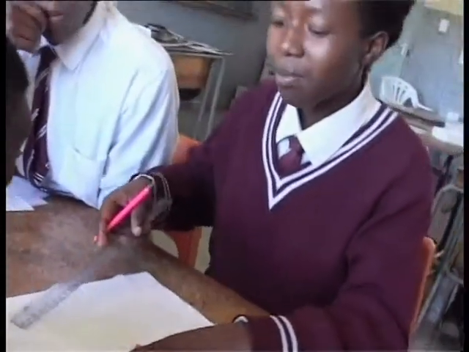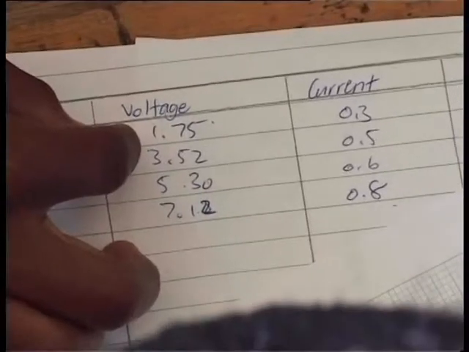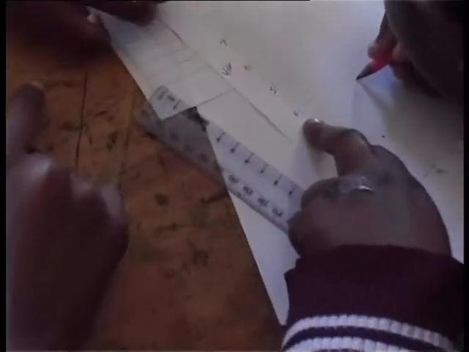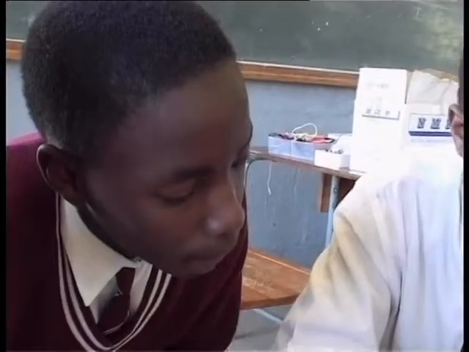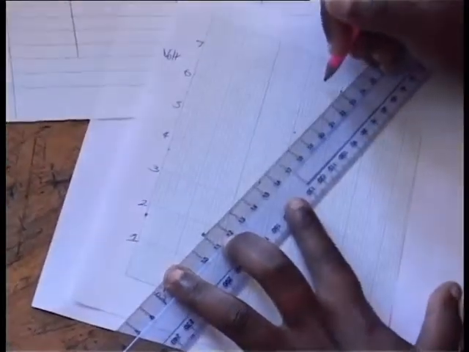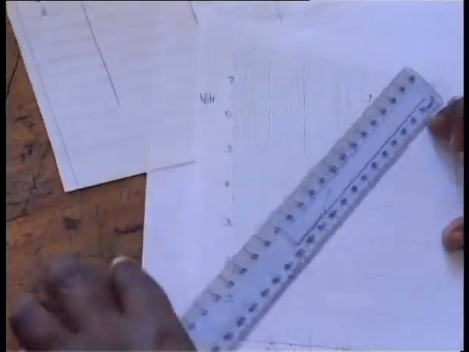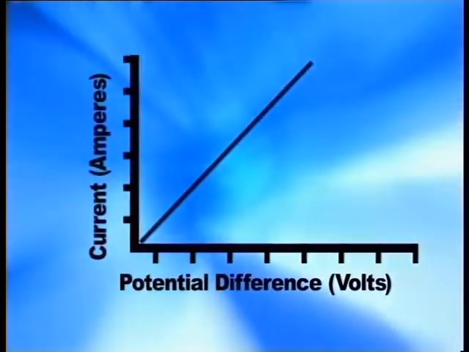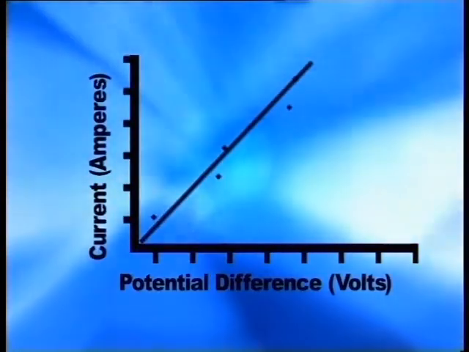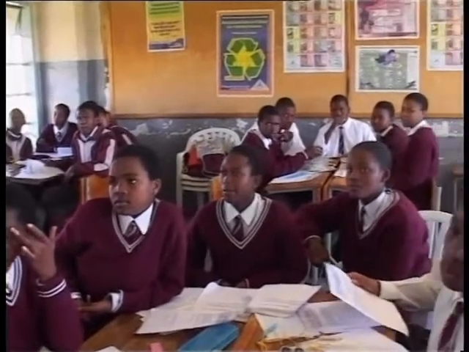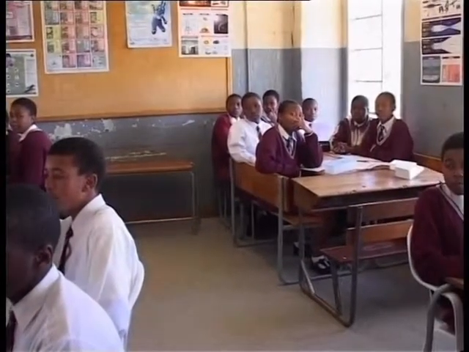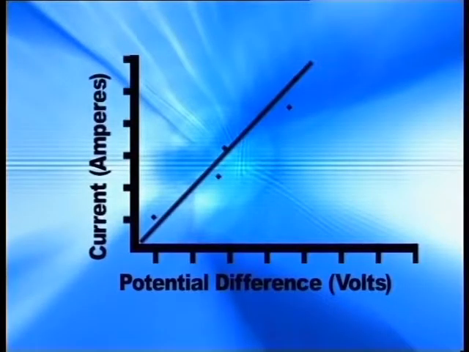So this is our table. It's 3,52 and 0.5. You were supposed to have a straight line. Obviously, some of the points will have fallen outside a straight line. And what does this straight line actually tell us about the relationship between current and potential difference?